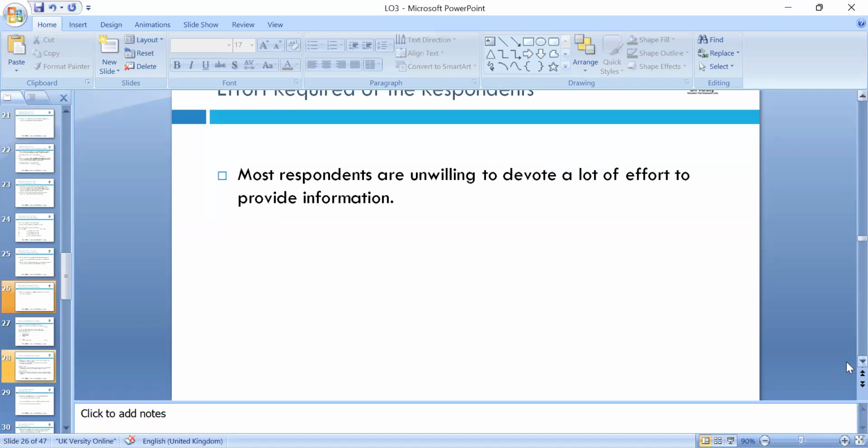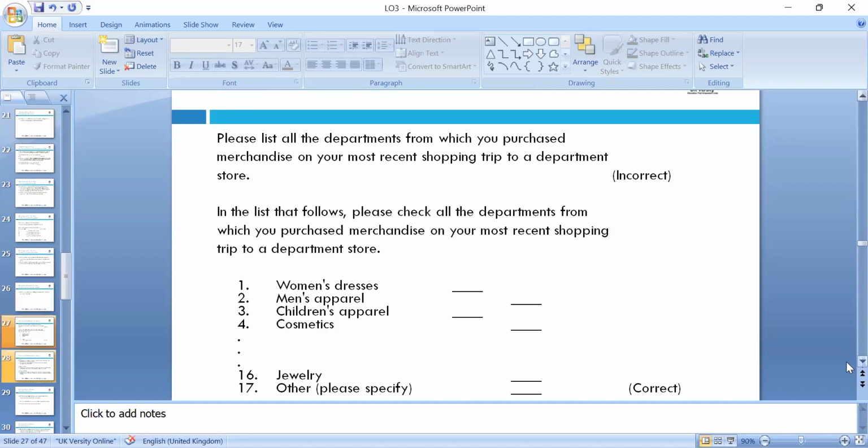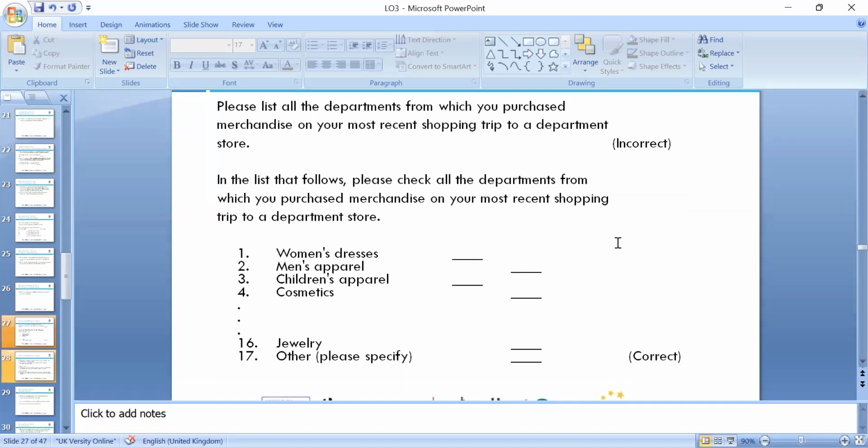So most of the respondents are willing to devote a lot of effort to provide information. If you look, this is correct: please list all the departments from which you purchased merchandise on your most recent shopping trip. So in the list of the following, please check all the departments from which you purchased merchandise on your most recent shopping trip to a department store. We can look at women's dresses, men's and so on. So that's the correct way to list them.